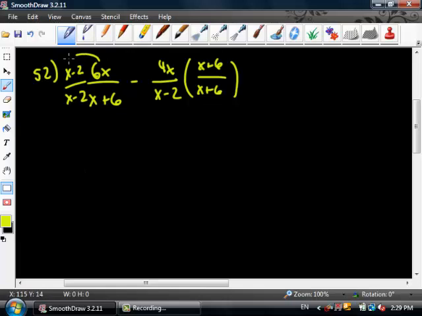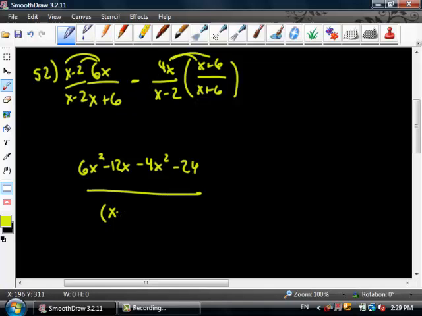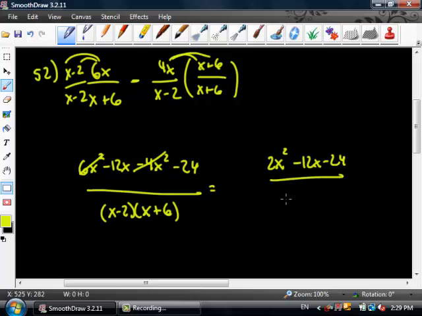So this is going to be 6x squared minus 12x. This is going to be negative 4x squared minus 24x, because remember, I'm distributing a negative 4. All over my common denominator, which is x minus 2 times x plus 6. Let's combine some like terms here. Those are going to go away. You get 2x squared minus 12x minus 24 over x minus 2 times x plus 6.